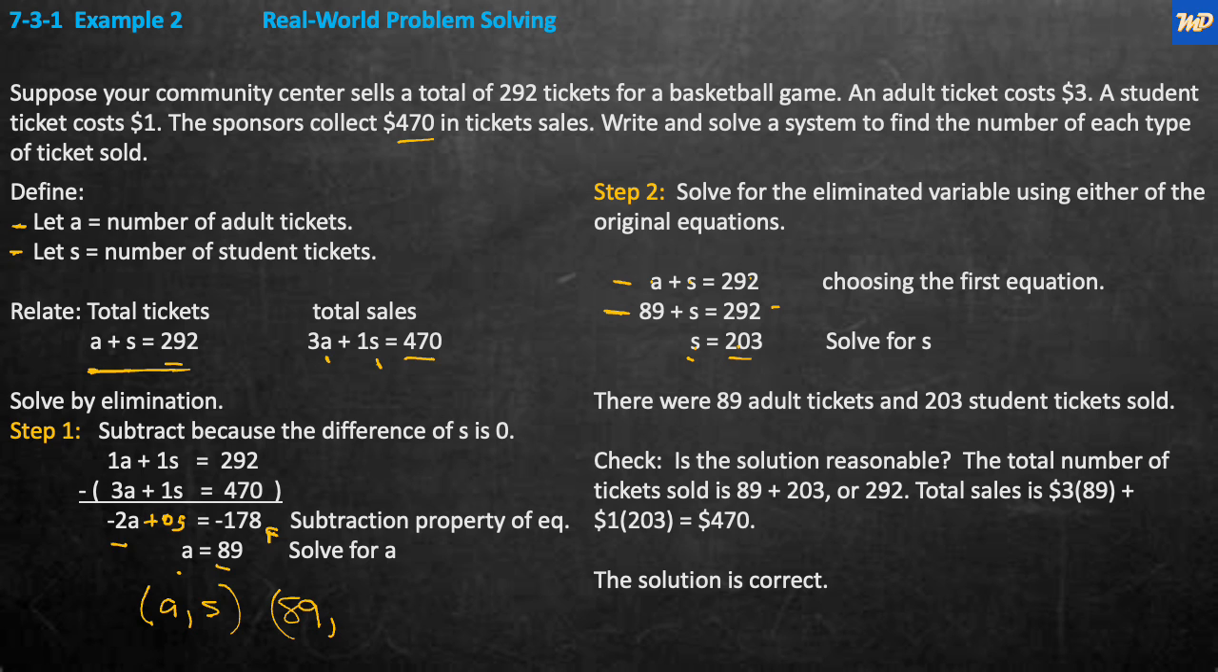So I can say now here, I could say 203. So that's the solution, A and S. Okay? So that's pretty much it. So there were 89 adult tickets and 203 student tickets.